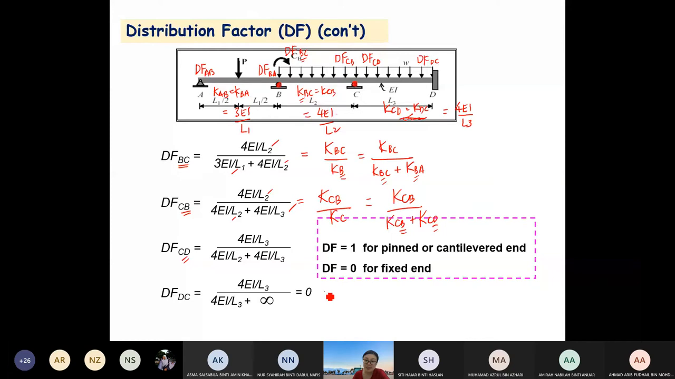If you look at DC, it is actually KDC divided by KD. So at KD, there are member KDC and the fixed support. We are talking about the far end only, the one with fixed. When this is fixed, we have so much stiffness that cannot allow the beam to deflect in any circumstances. So for the fixed support, K is infinity. When any number is divided by infinity, you get DF equal to zero. So here is a rule for you, a guide: DF equal to one for pin, and DF equal to zero for fixed end. You no need to calculate this actually. If you can remember, DF equal to one is pin, DF equal to zero is fixed.